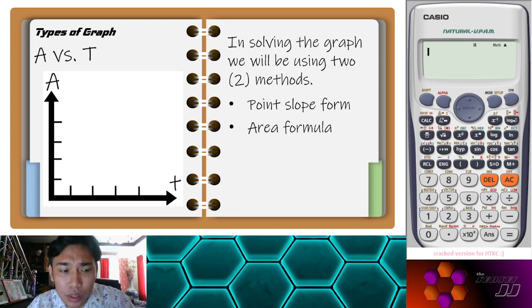So, sir, what's point slope form? Maybe you know this one, guys. This is just basic math. I know you know this one. Point slope form and area formula. So, sir, what is the area formula? We will be tackling that after we pass through this. Okay.